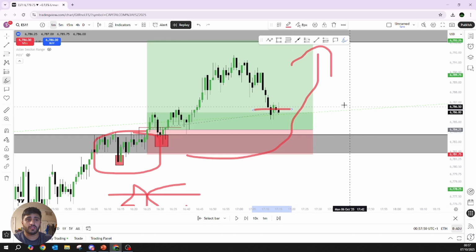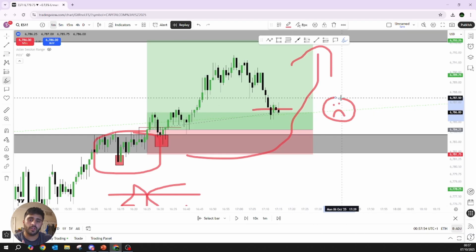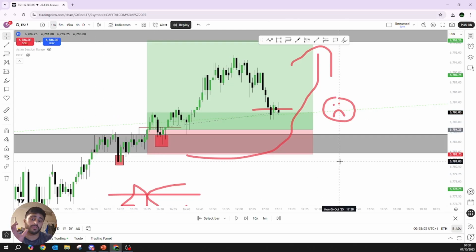I closed here. Very sad about that. But again, detaching the outcome from the trade itself is important. So the trade itself was a very good trade, right? It was the best trade. It's what we call a flip zone, right? Price flipped from supply to demand, right?